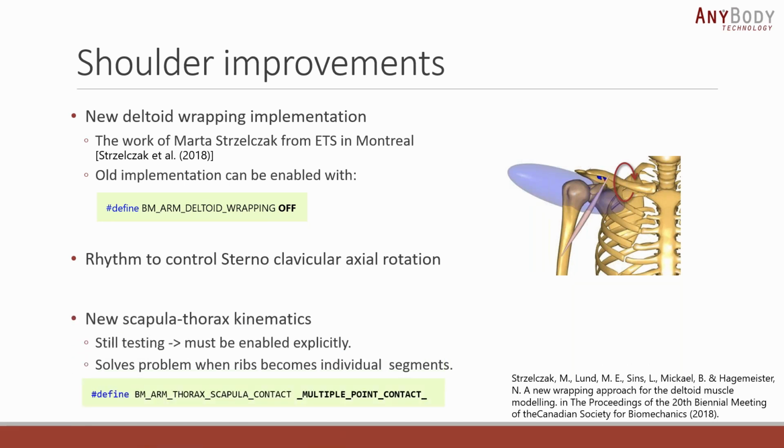Then finally, there is a new scapular thorax kinematic mechanism. It's still something that we are testing and working on, so it must be enabled explicitly. It basically solves the problem that we came up with when we started to work on a thoracic model where each rib is its own individual segment. Currently the scapula is basically sliding over an ellipsoid, which represents the thorax. But when the thorax becomes multiple segments that can deform, this approach doesn't work. So this new approach of handling the scapular thorax contact solves this problem. It's still a work in progress, but it can be enabled by setting this define statement that you see down here. So if you have any shoulder problems, it's worth a try.